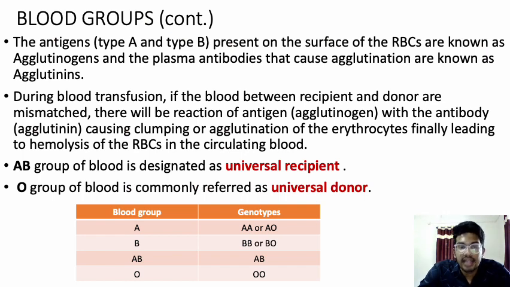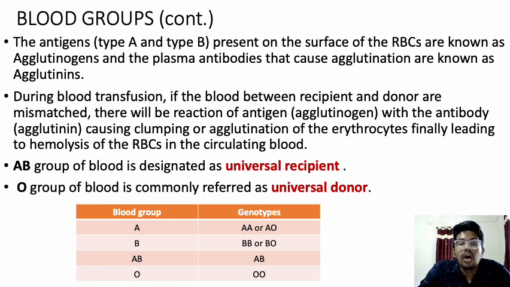The antigens A and B present on the surface of the RBCs are known as agglutinogens, and the plasma antibodies that cause agglutination are known as agglutinins. During blood transfusion, if the blood of the recipient and donor are mismatched, the agglutinogen reacts with the agglutinin, causing clumping or agglutination of the erythrocytes, finally leading to hemolysis of the RBCs in the circulating blood. Hence, the AB blood group, having no antibody, is the universal recipient.